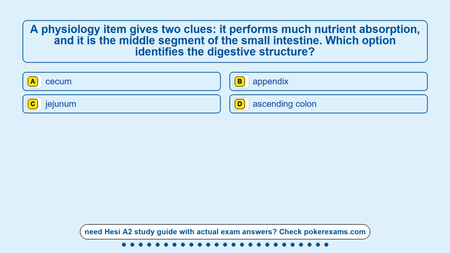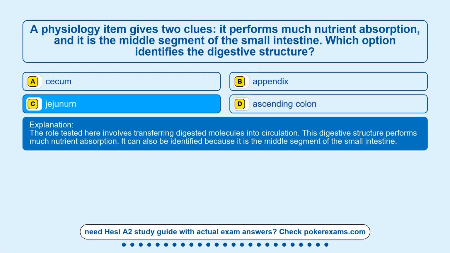Question 24. A physiology item gives two clues. It performs much nutrient absorption, and it is the middle segment of the small intestine. Which option identifies the digestive structure? Option A, cecum. Option B, appendix. Option C, jejunum. Option D, ascending colon. The correct answer is option C, jejunum.